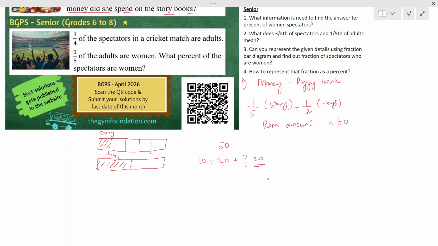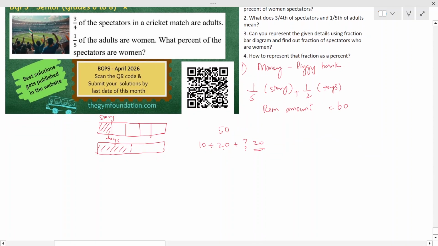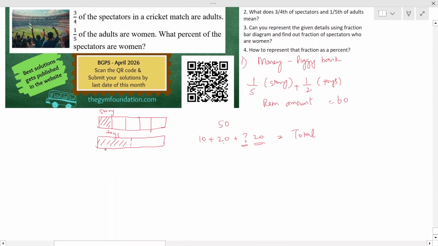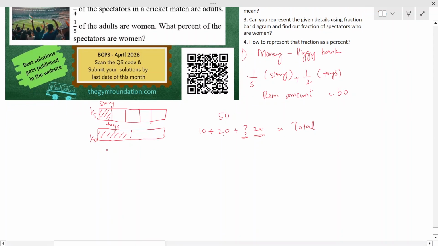This example will clearly help you make a similar statement here in fractions. So this is 1 by 5 and this is 1 by 2, and 60 is what is left. And if you add all of them, you get the total money in the piggy bank. So let's try doing it. But how do you add the visual with the different fraction parts? Because this is 1 by 5 and this is 1 by 2, you can't add them. For that you need to make both parts the same.